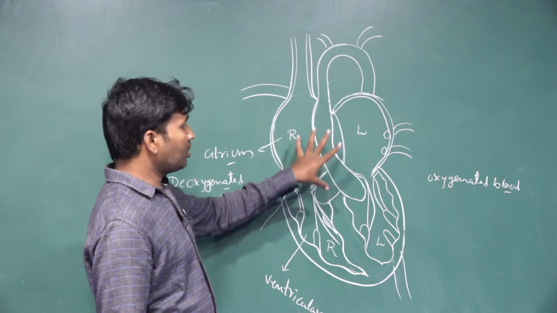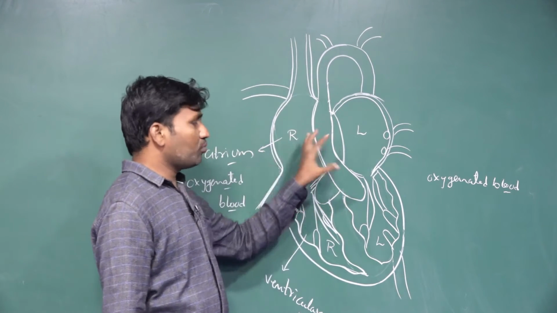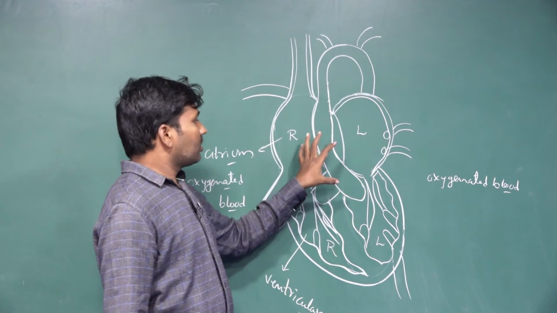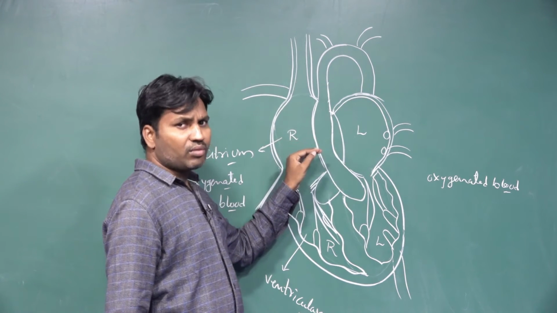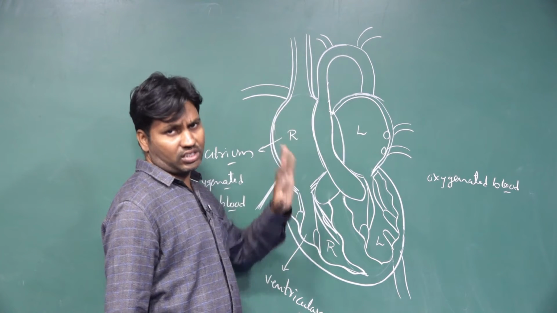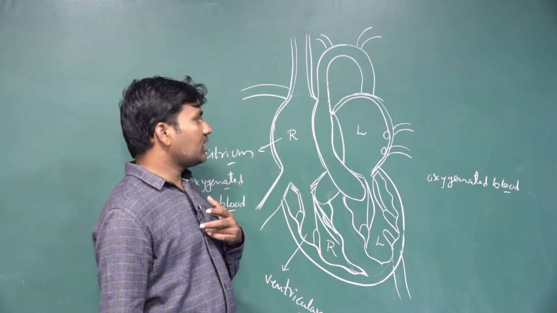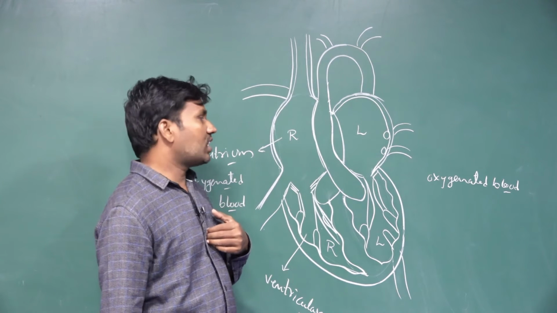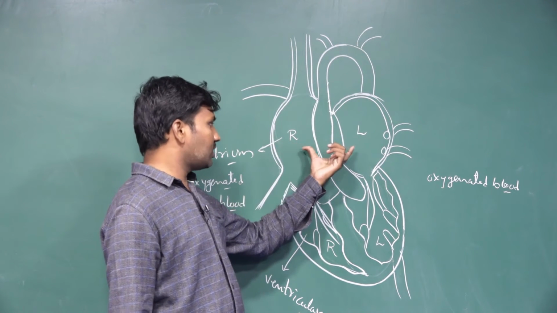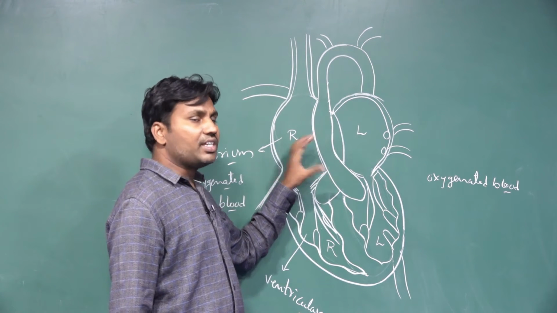Now we are looking at the position, size and structure of the human heart. The heart is present below the sternum, in the region of the mediastinum. In the thoracic cavity, below the sternum, the region in the middle of both lungs is called the mediastinum. In that mediastinum region, at the cardiac notch position, the heart is arranged.